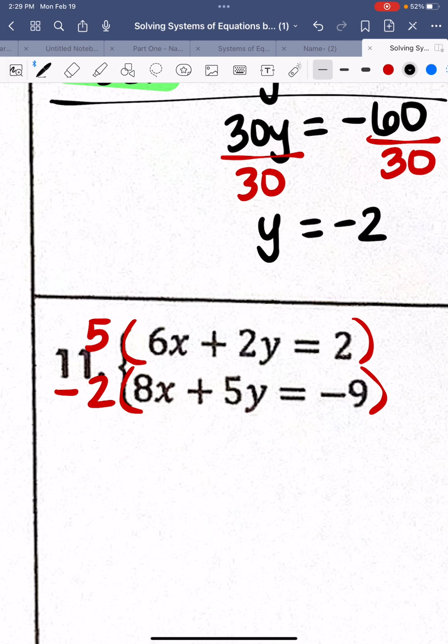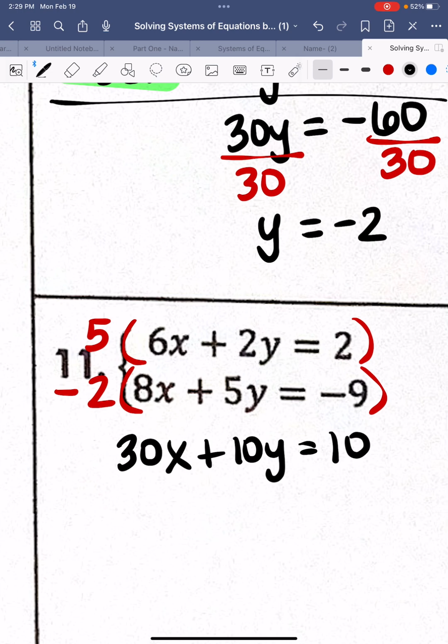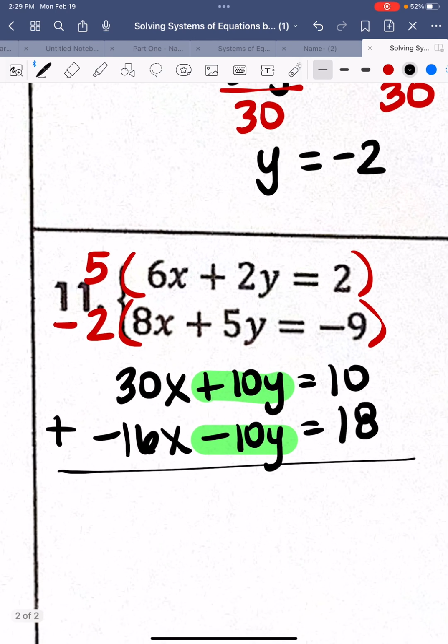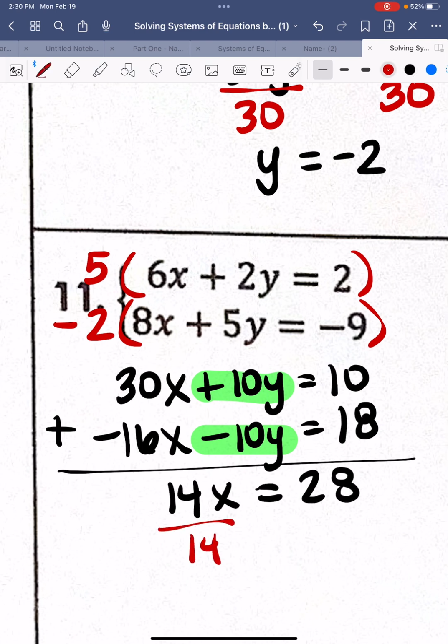I'm going to speed run through this. So we have 30x plus 10y is now equal to 10. The bottom equation changes to negative 16x minus 10y is equal to 18. This time, positive 18. Again, if you can't take your highlighter and highlight opposite signs, same number, start over, because I am ready to draw a plus sign and a line. 30 minus 16 is going to get you 14x, and then 10 plus 18 equals 28. We're going to divide by 14, and so x will be equal to 2.